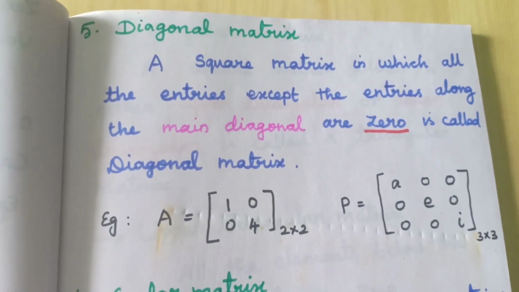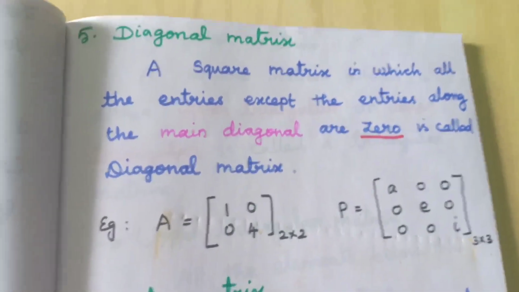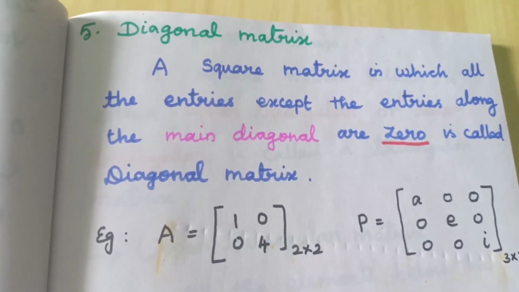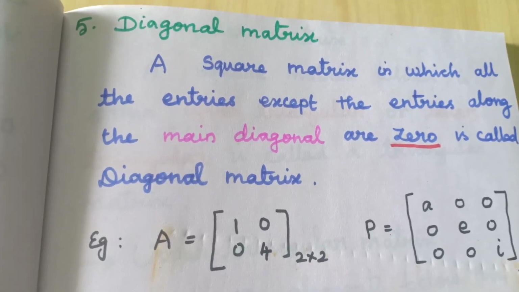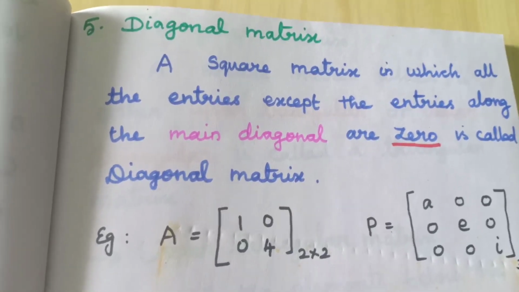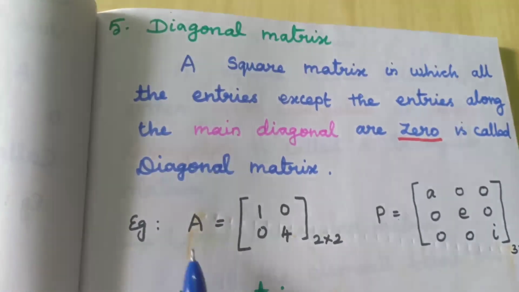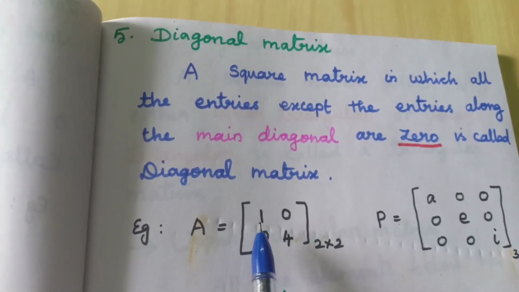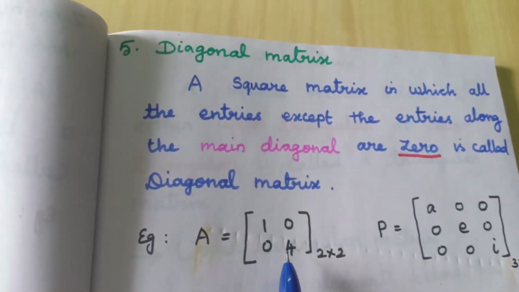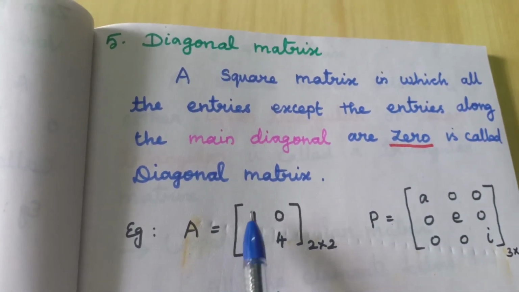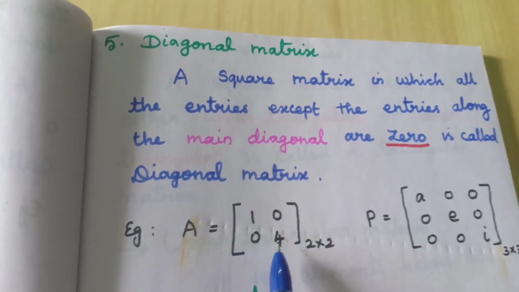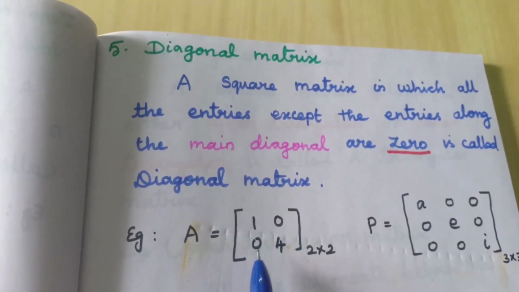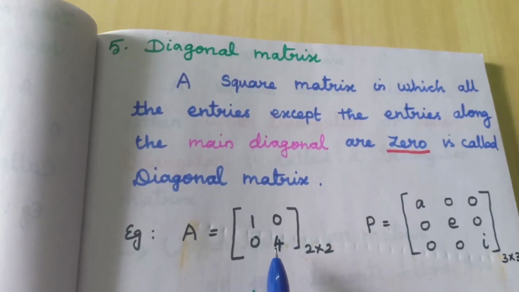Next, fifth one, diagonal matrix. A square matrix in which all the entries except the entries along the main diagonal are zero is called the diagonal matrix. So here A is a 2 by 2 matrix, having the elements as 1, 0, 0, 4. See the elements in the main diagonal, 1 and 4, are not equal to 0. So except this main diagonal, the remaining entries are 0. So we can say this A is a diagonal matrix.